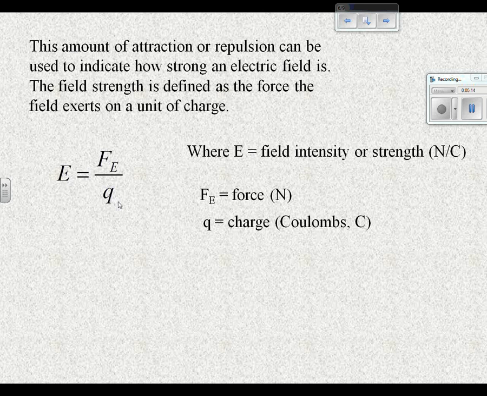Named after Charles Coulomb. Why the FE? The E just stands for the type of force, right? Yeah, electric force. You kind of know how big a kilogram is, right? What's something that weighs about a kilogram?